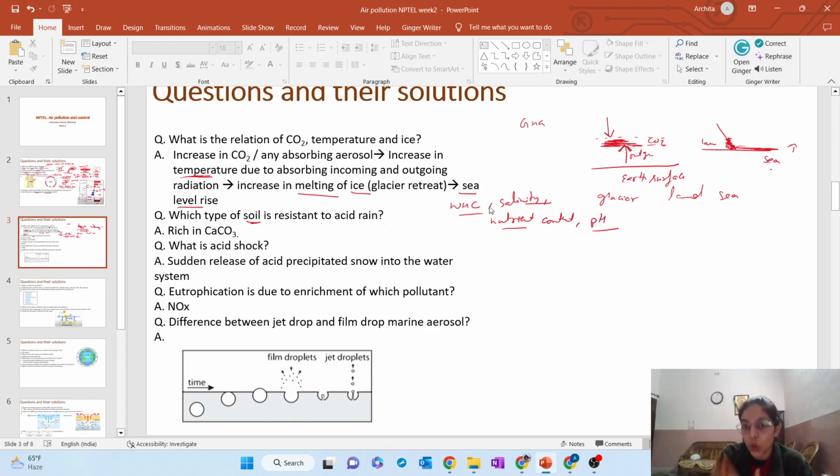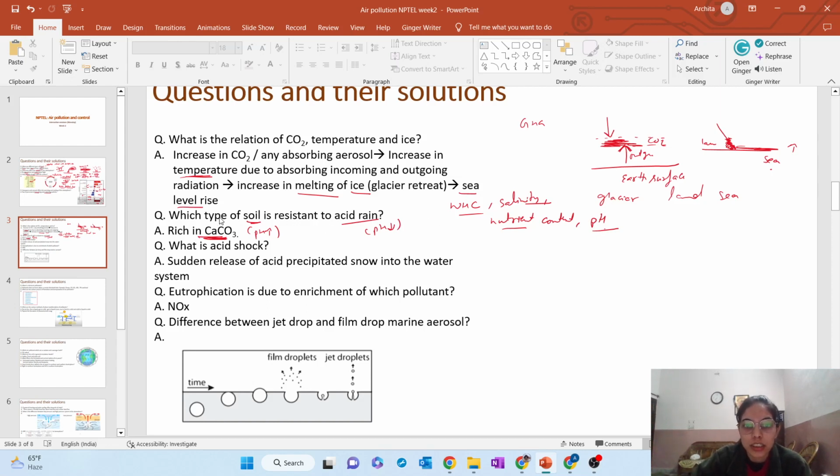But there are certain soils which are actually resistant. Resistant means that they have certain compounds in them which help them to not get affected by the acid rain. Since the answer is calcium carbonate, let's see why it's calcium carbonate. First, what is calcium carbonate? It's a base, basic in nature, it has a high pH, and acid rain has a low pH. So any soil with a good basic content balances out the pH.